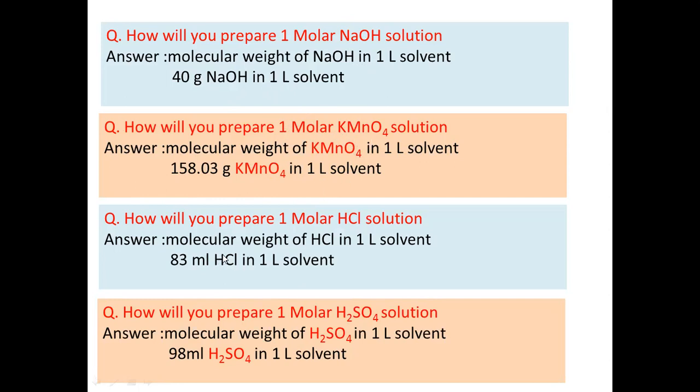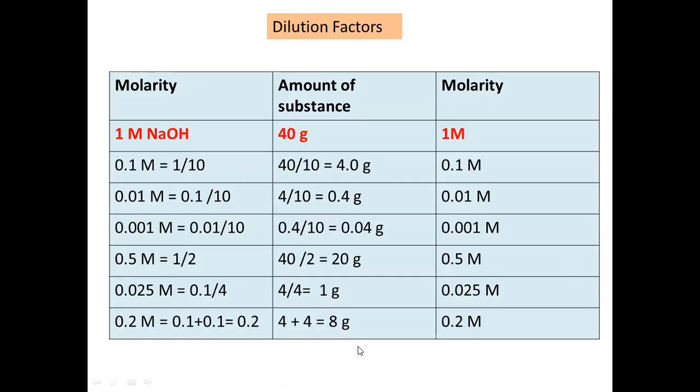Similarly, how will you prepare a 1 molar HCl solution? For that, again, we should know the molecular weight of HCl. HCl comes in different molarities, so we can consider the molarity or normality for preparing the solution. For a 1 molar HCl solution, it is 83 ml of HCl in 1 liter of solvent. Similarly, for H2SO4, we will require 98 ml of H2SO4 in 1 liter of solvent. That will prepare the 1 molar H2SO4.